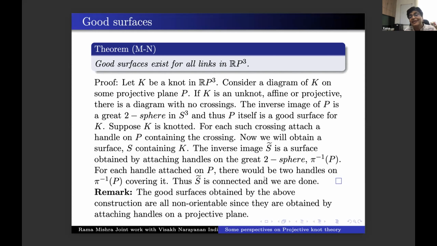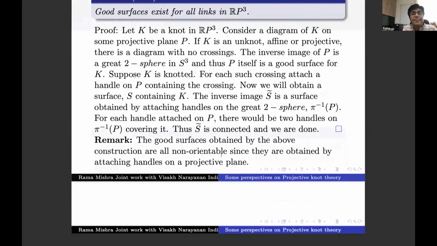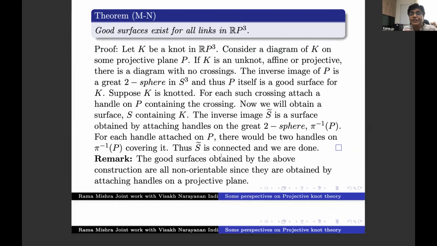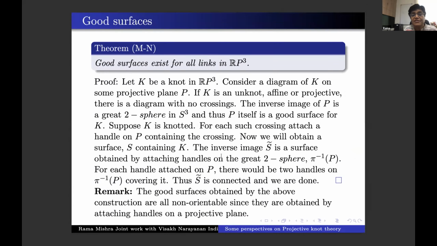Therefore, S tilde is connected. Otherwise also we know that this surface S tilde is a two-sheeted cover for S, and that's going to be always connected if you choose S to be non-orientable. So the good surfaces obtained by this method are all non-orientable, because they are obtained by attaching handles on projective planes. So they are non-orientable surfaces.